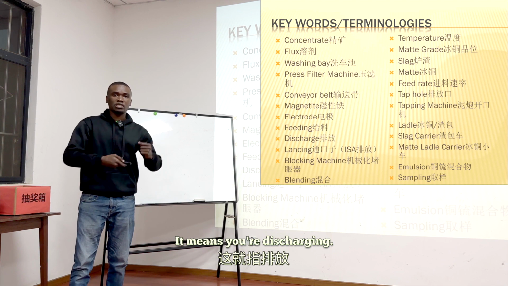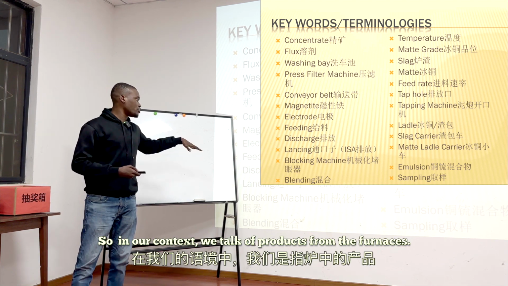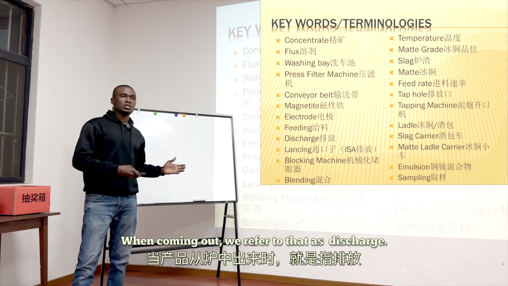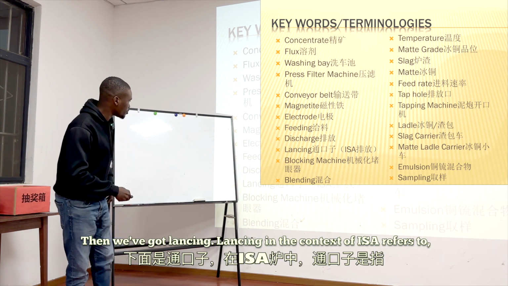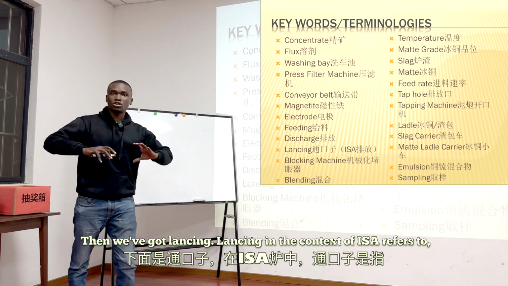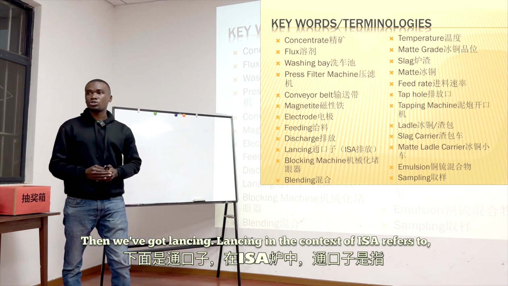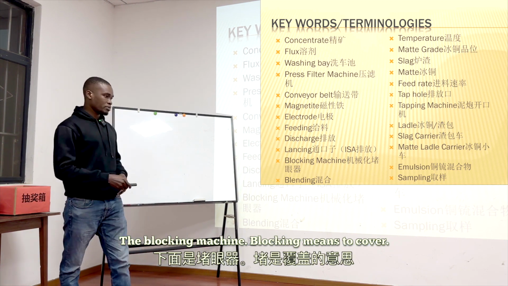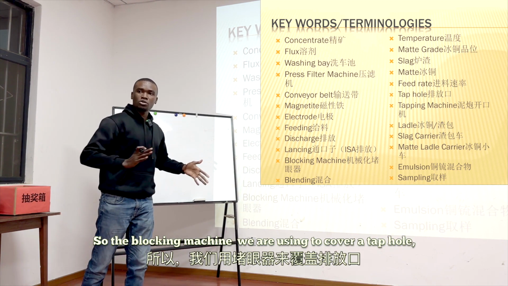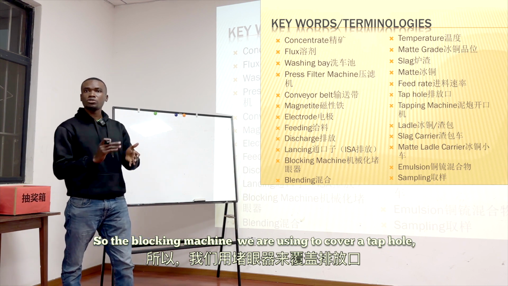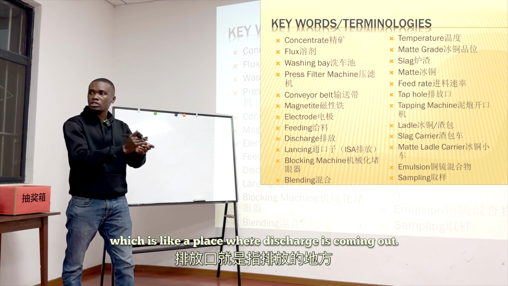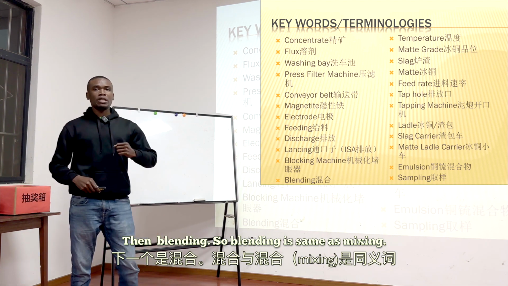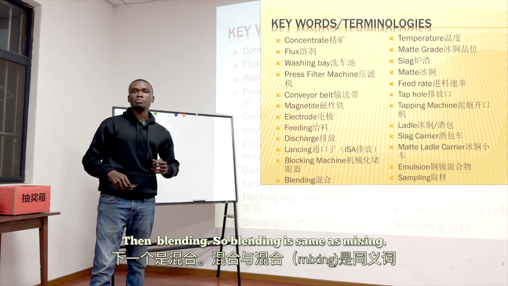It means you're discharging. So in our context, we talk of products from the furnaces. When coming out, we refer to that as discharge. Then we've got lancing. Lancing in the context of ISA means opening the furnace. The blocking machine. Blocking means to cover. So a blocking machine we use to cover a tap hole, which is a place where discharge comes out. Then blending. Blending is the same as mixing.